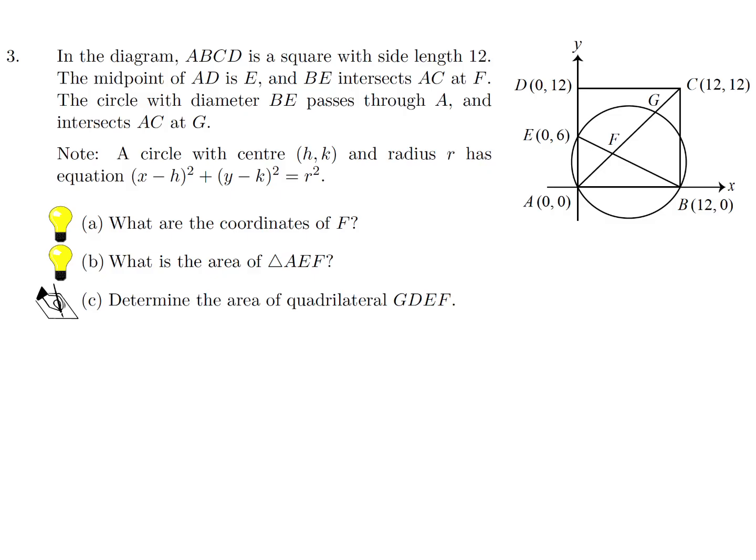In the diagram, ABCD is a square with a side length of 12. The midpoint of AD is E. BE intersects AC at F. Circle with diameter BE passes through A and intersects AC at G. What are the coordinates of F?